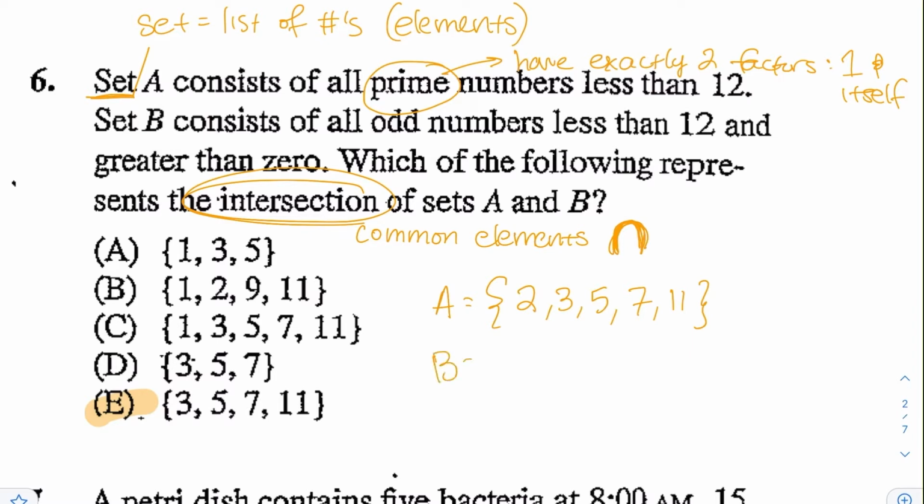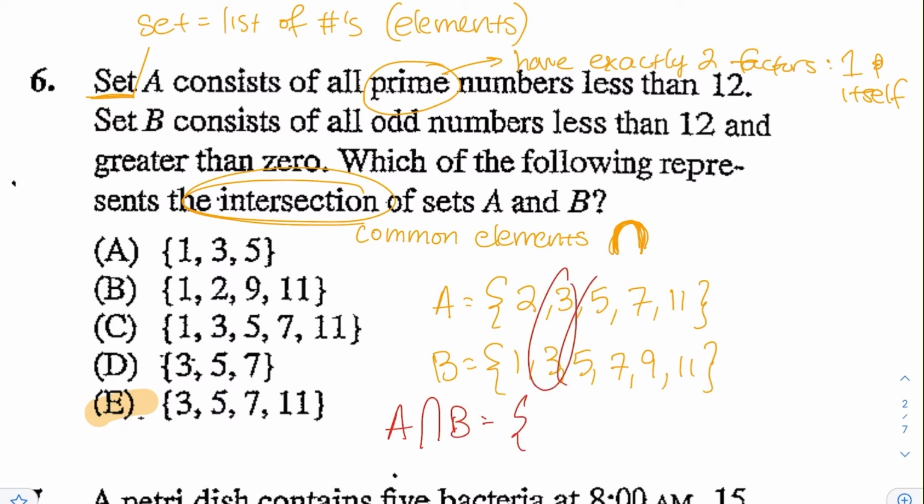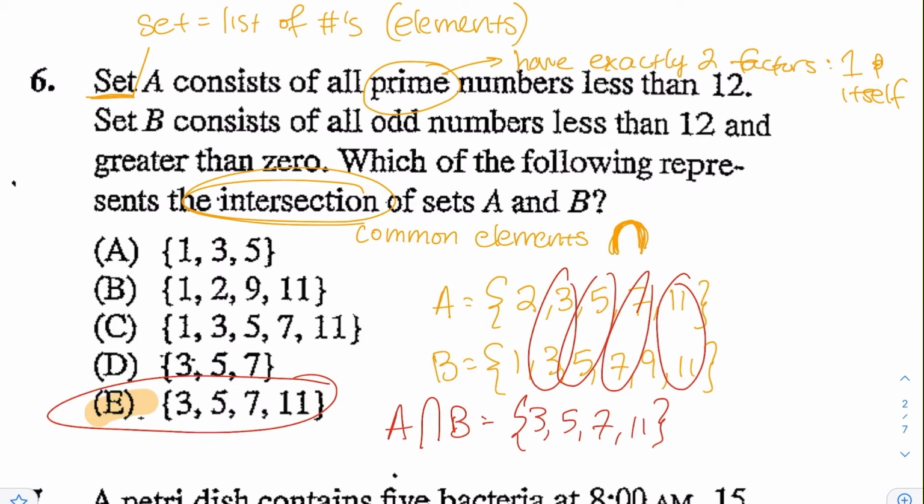Whereas set B is all the positive odd numbers, and it's greater than 0. So it has to be positive. So just 1, 3, 5, 7, 9, and 11. Now this intersection, A intersect B, is only the common elements. So that's 3, 5, 7, and 11. So that's choice E.